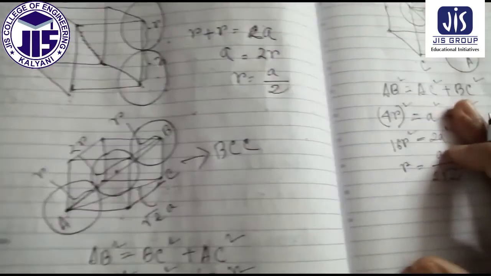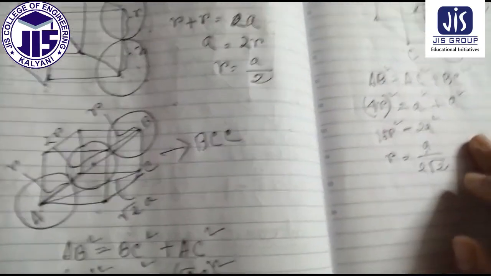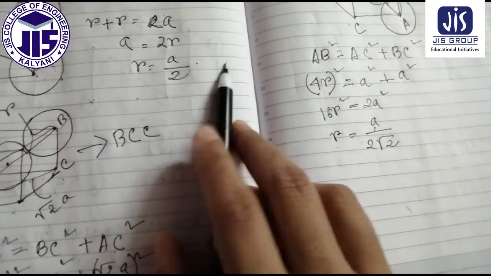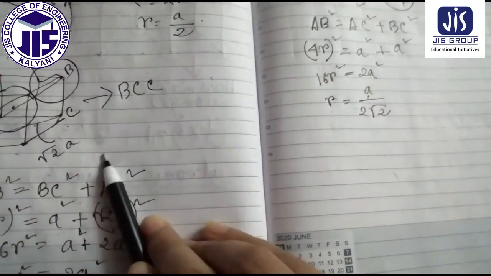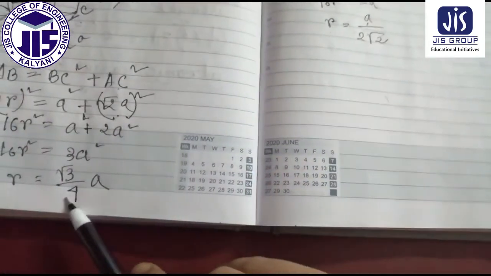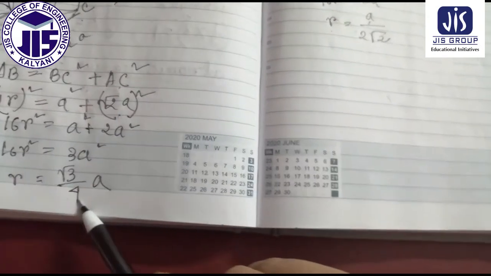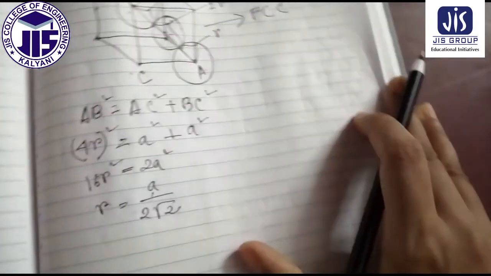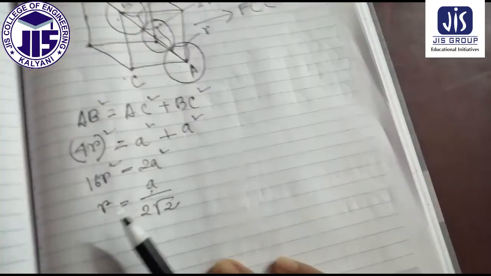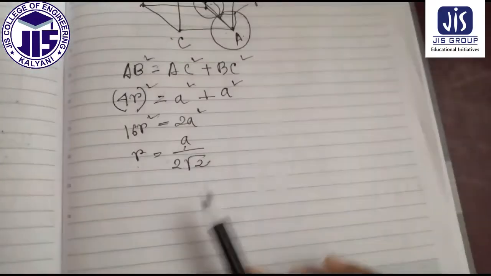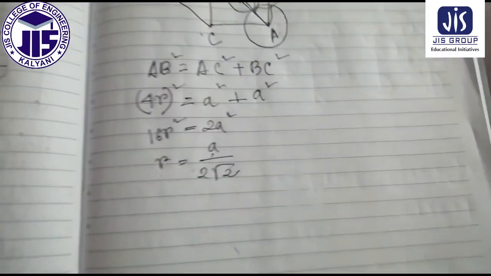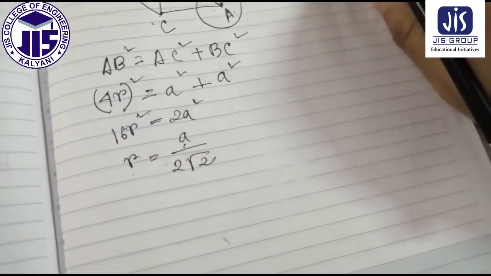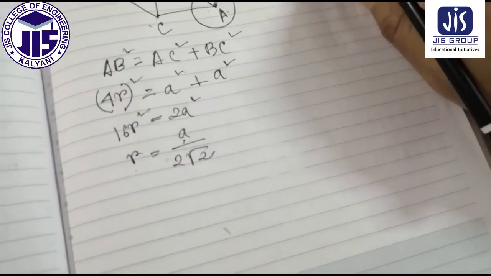So therefore we are getting different relations. Here r equal to a by 2 for SC. For BCC, this is r equal to root 3 by 4 into a, and for FCC, the relation is r equal to a by 2 root 2. Now using this relation, we will calculate the packing fraction.